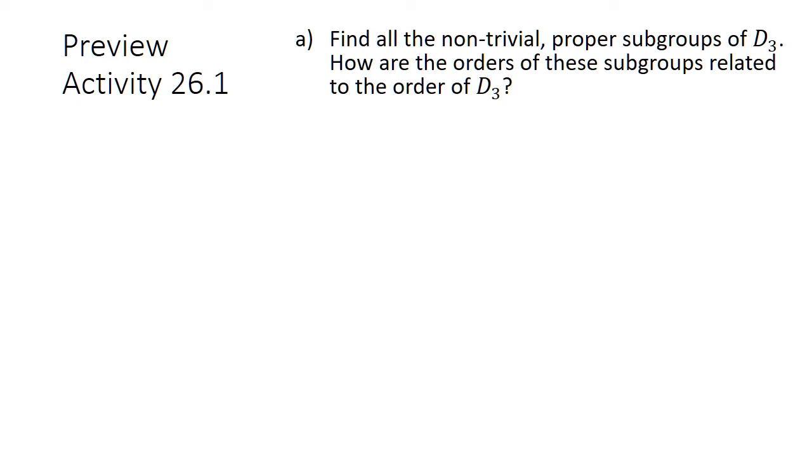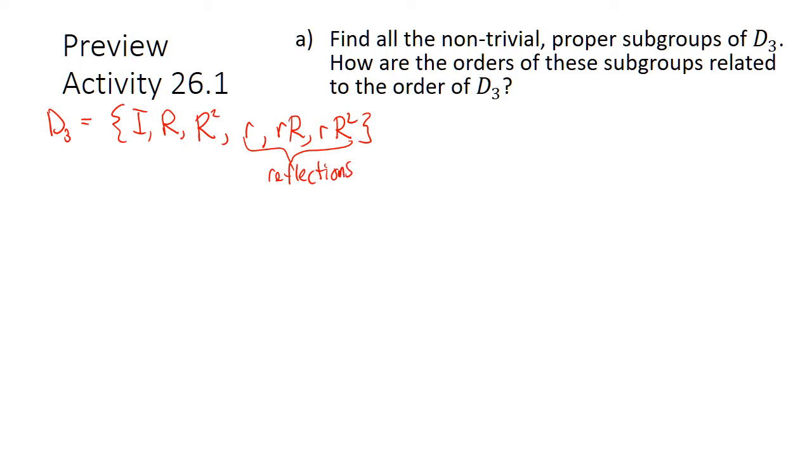So first of all, D3 can be written as these 6 elements. So we have I, the identity, R, that's the smallest rotation, and then R squared, that's doing the rotation twice. And then we have little r, which is reflection over a vertical line, and we have little r, big R, that is another of the reflections, and then little r, big R squared, that is the third reflection. So these ones over here are reflections, and these ones over here are rotations.